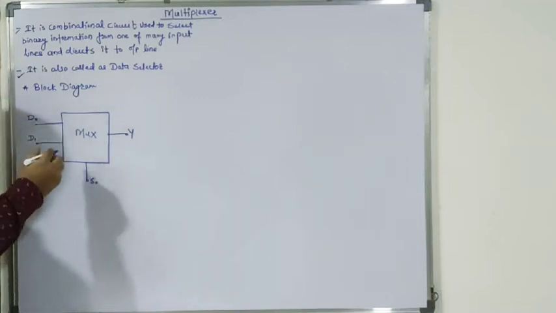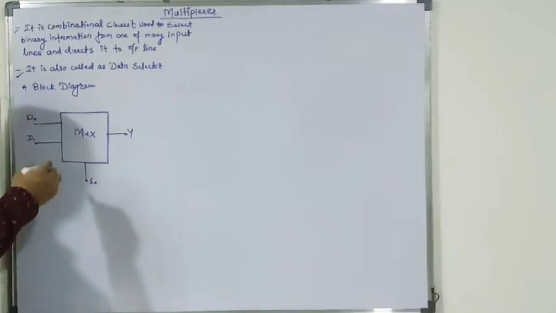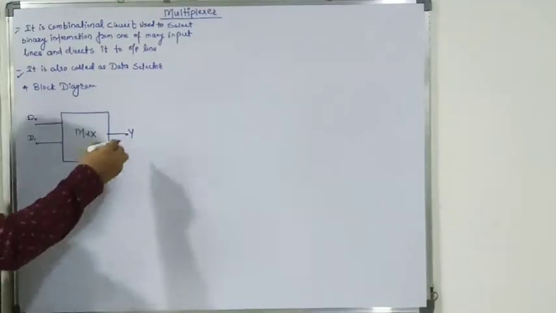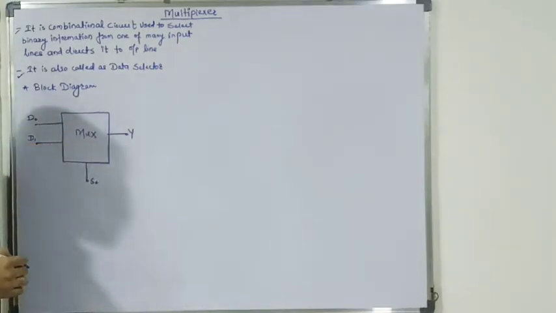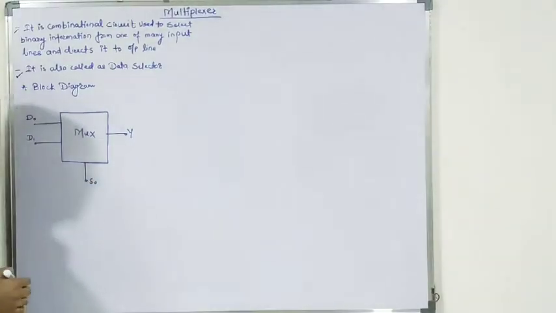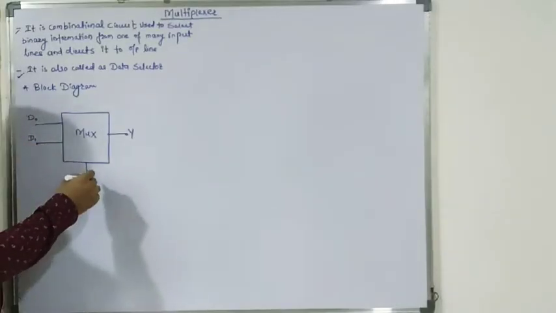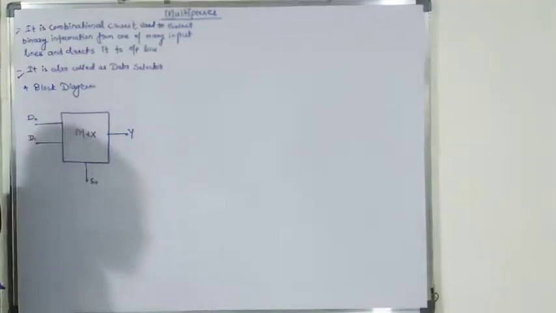If you see here, the multiplexer has two data inputs and one output line, and this is the switch, or select line. Yes, this is S0, the select line. So two input lines, one select line, and one output line.